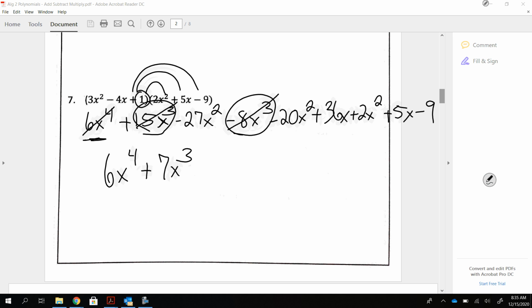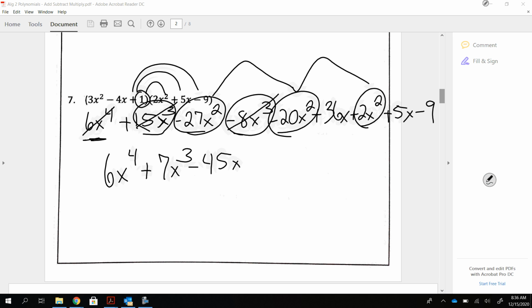Now, we're looking at negative 27x squared. What can this one combine with? Well, we see this negative 20x squared and this plus 2x squared. So negative 27 minus 20 more is negative 47. These two combine, negative 47x squared. Negative 47 plus 2 is negative 45x squared. So that's done, and that's done.